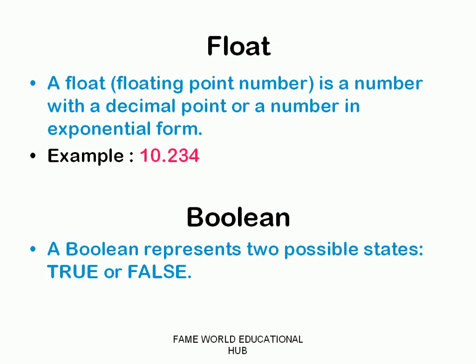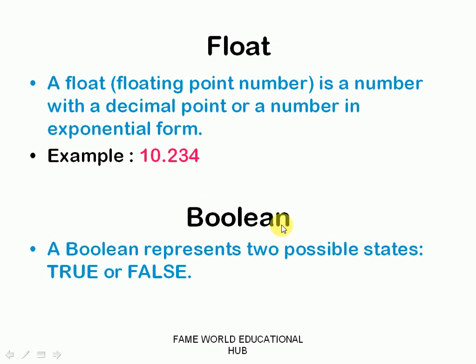Next, coming to the float, as I told you before, float is the data type which is used to store decimal numbers. A floating point number is a number with a decimal point or a number in exponential form. When the range of the number is too high and there is some exponent value, then also the float data type is used. For example, 10.234 can be a float.